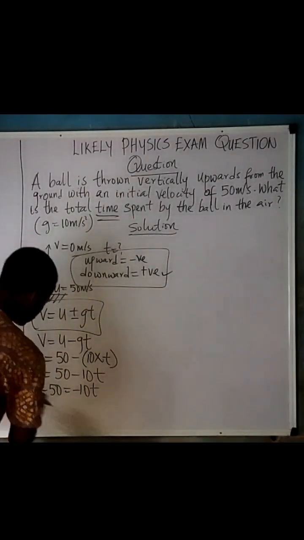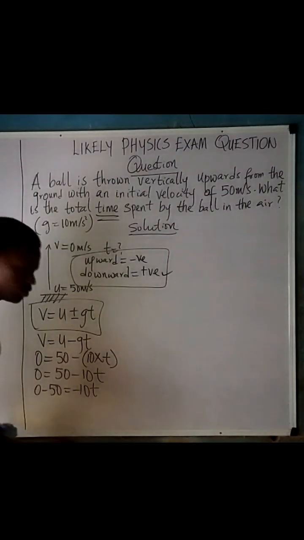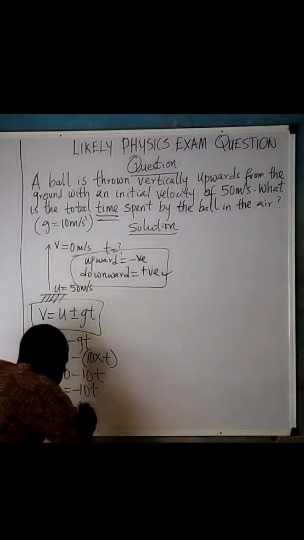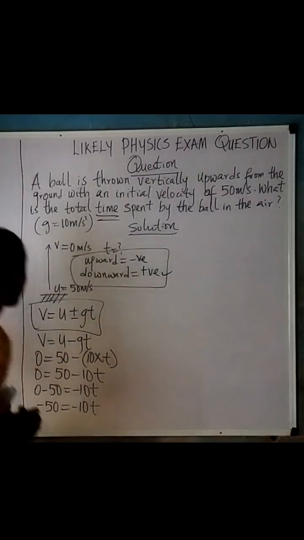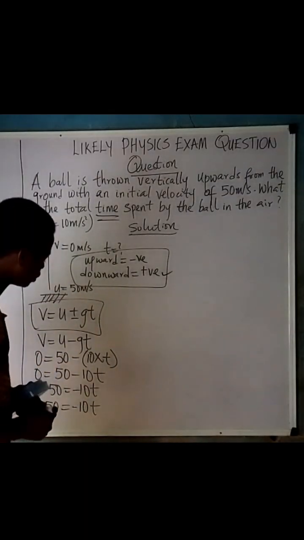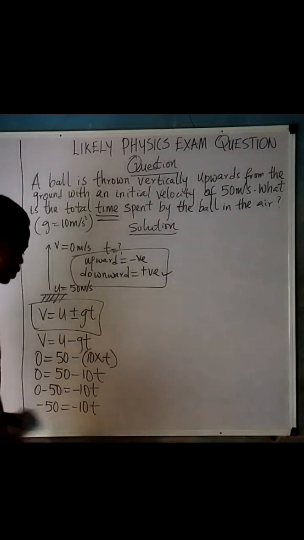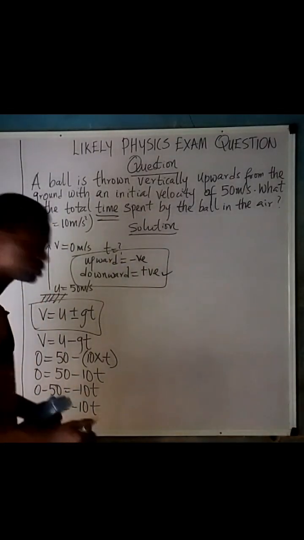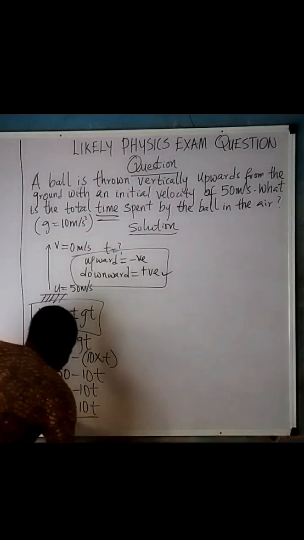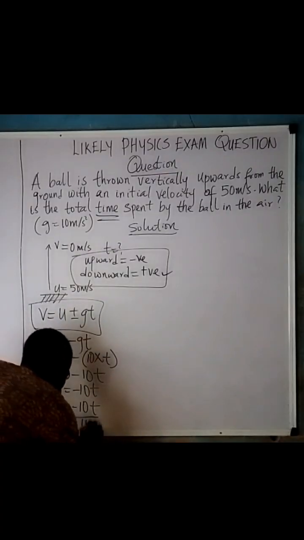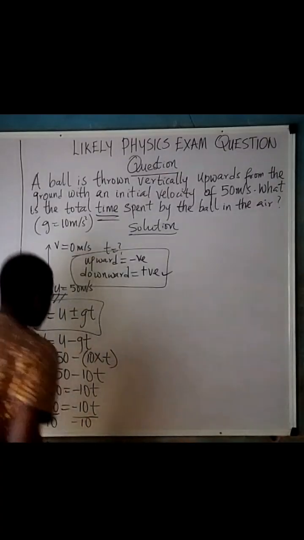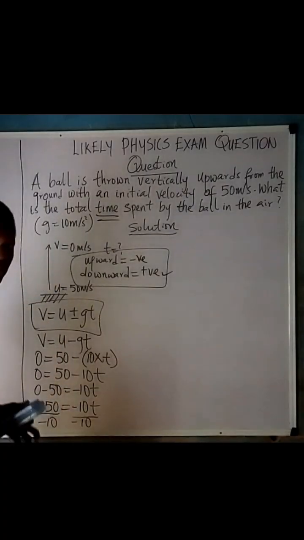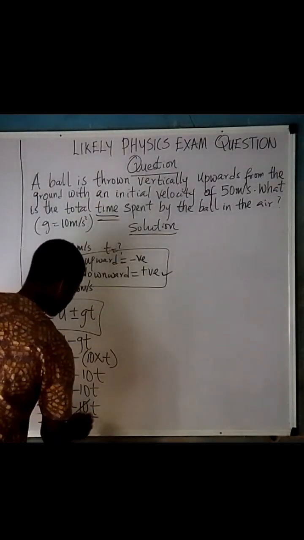Now from here, if you remove 50 from 0, you will be left with minus 50 equals minus 10t. Now guys, we are asked to look for t. So how do we do that? Because we are looking for t, every other number before t, we use it to divide both sides. So we say over 10 and over 10. I hope that is clear because it is minus 10 that is before our t. So from here, this will cancel this.